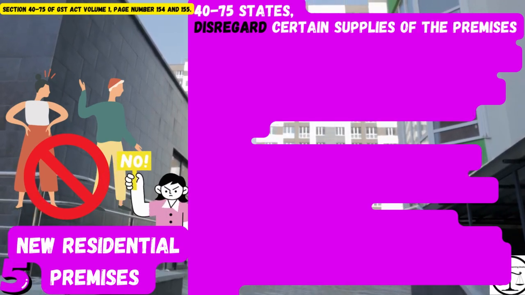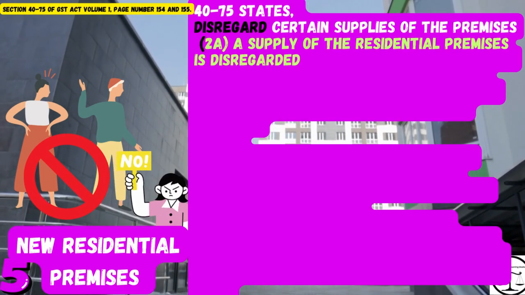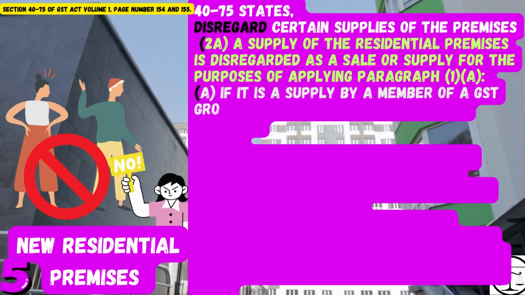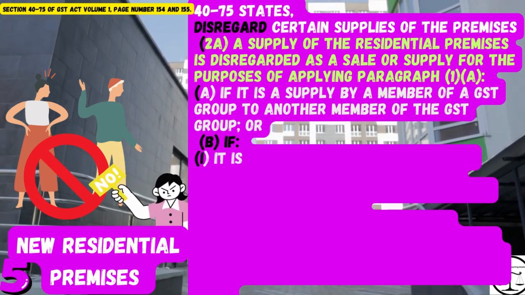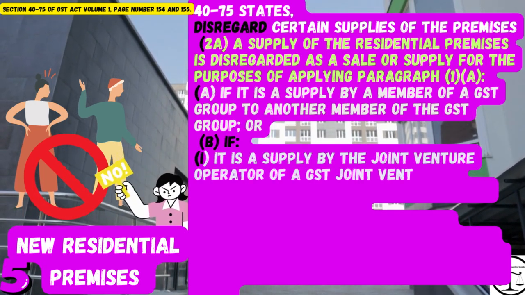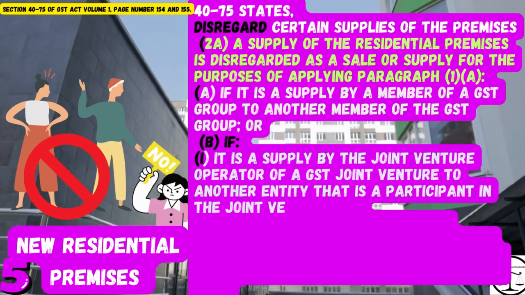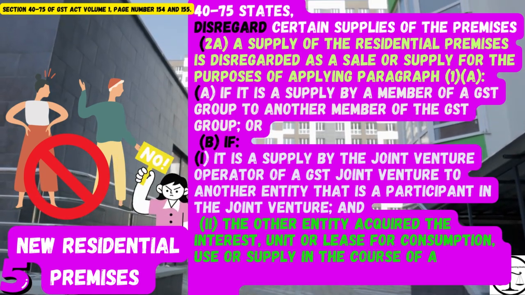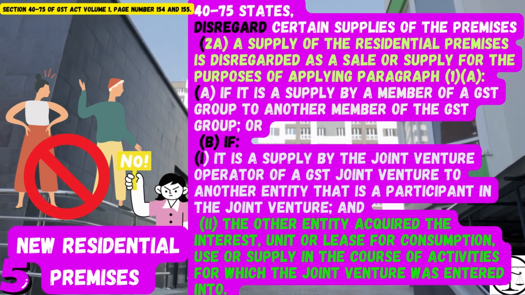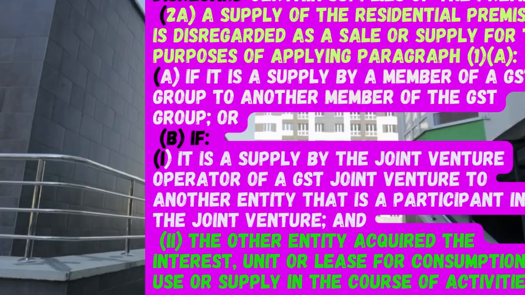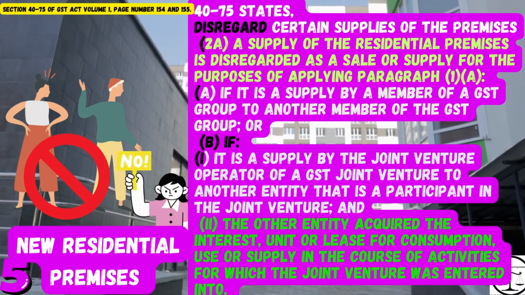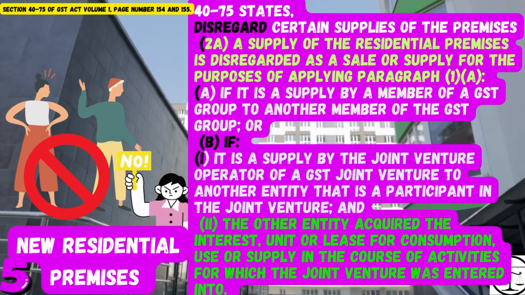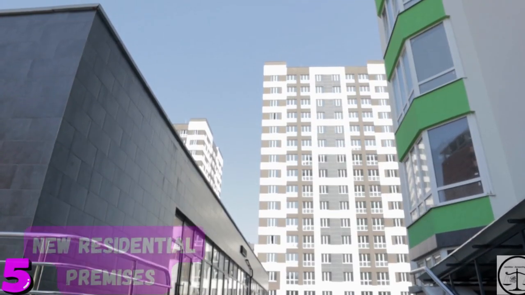Disregard certain supplies of the premises. (2A) A supply of the residential premises is disregarded as a sale or supply for the purposes of applying paragraph 1(a) (a) if it is a supply by a member of a GST group to another member of the GST group, or (b) if (i) it is a supply by the joint venture operator of a GST joint venture to another entity that is a participant in the joint venture, and (ii) the other entity acquired the interest, unit or lease for consumption, use or supply in the course of activities for which the joint venture was entered into.